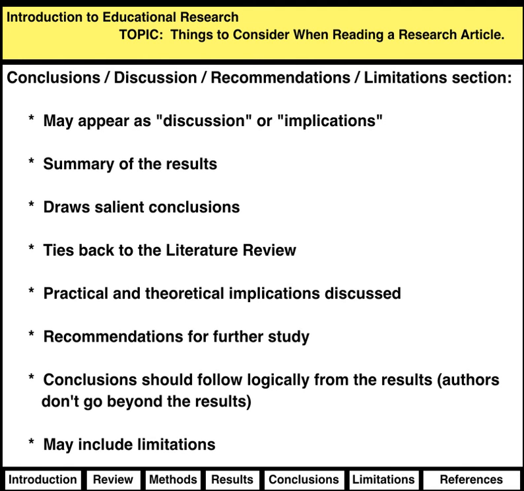And you can see the characteristics generally may appear as a discussion or implications. It should have a summary of the results. It should draw some salient, important conclusions. It should tie back logically to the research question or area of inquiry and the literature review. It should talk about any theoretical and practical implications discussed. Usually it may include recommendations for further study.